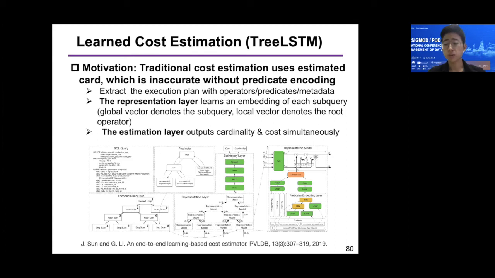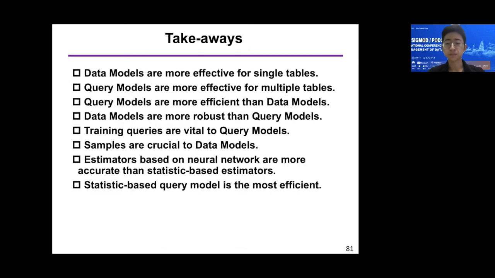So Sun has proposed an encoding learning-based cost estimator with a tree-structured LSTM that learns a representation for each subplan with physical operators and predicates, and outputs the estimated cardinality and the cost simultaneously by using another estimation layer. Moreover, the method encodes keywords in the predicates by using word embedding.